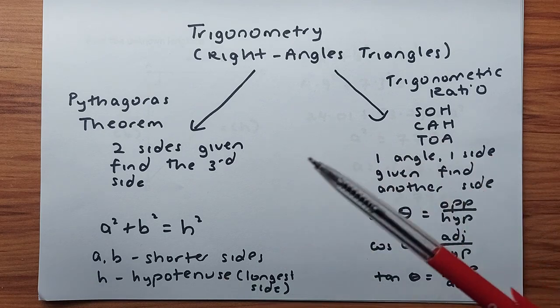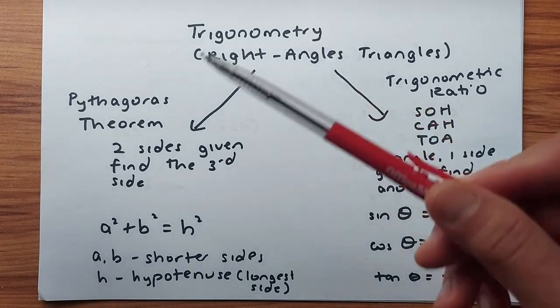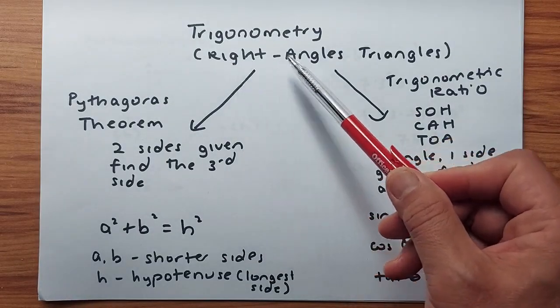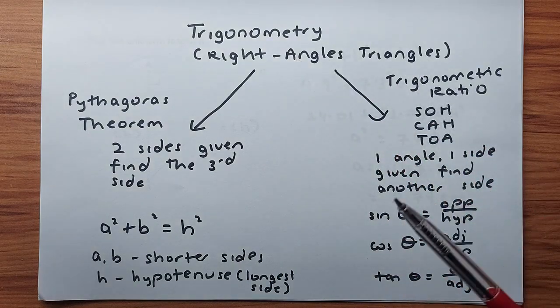Today we're going to do some revision on the year 10 as well as year 11 right angle triangle. So in this topic we are going to look at trigonometry. For year 10 and year 11 the triangles that we're going to learn is the right angle triangle. Only in year 12 you will learn non-right angle triangle.